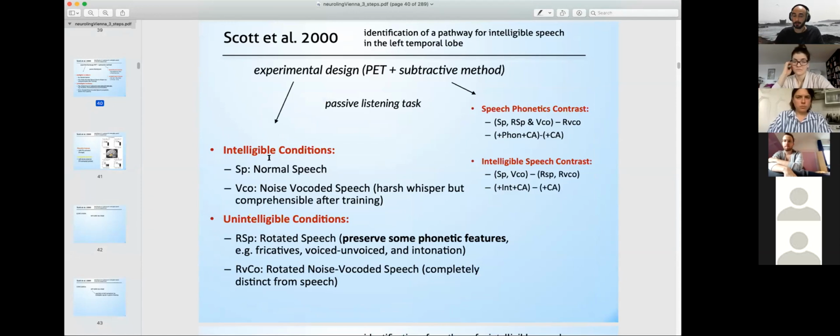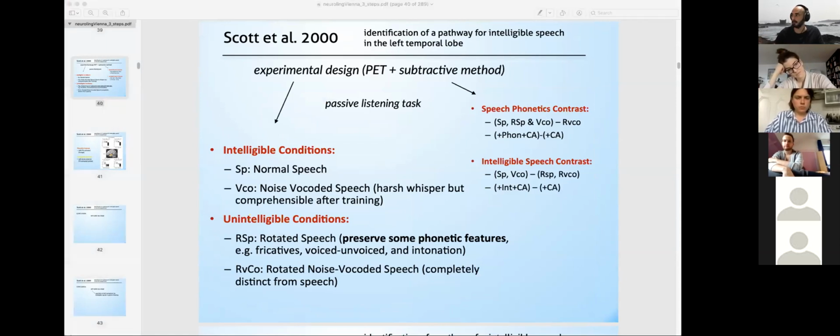Instead, the intelligible condition was comparing the real speech. They're buying some bread. With the noise vocoded speech, which is a harsh whisper but comprehensible after training, which is this. Okay?